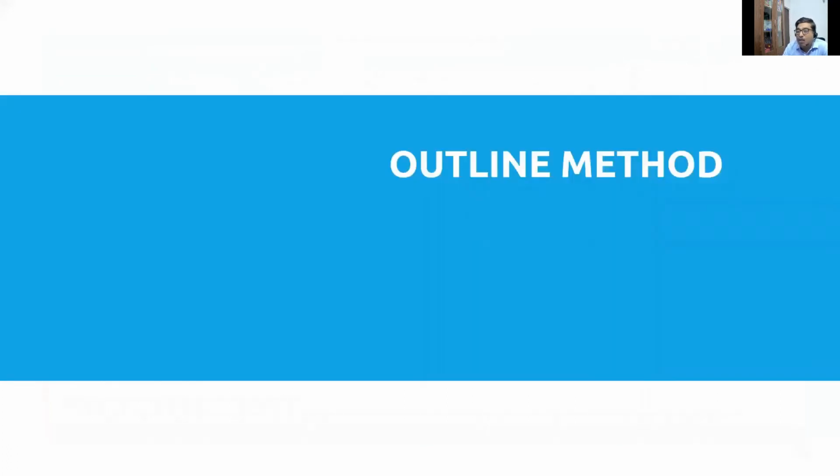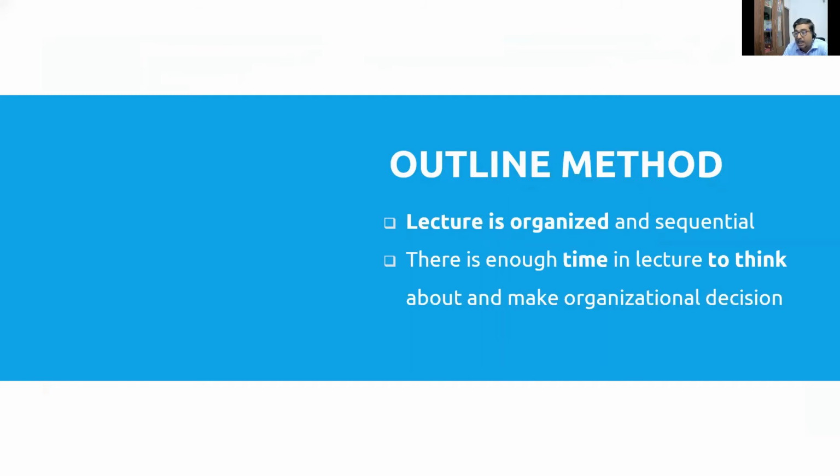The other less laborious methods include the outline method, where the lecture is organized and sequential, and there is enough space and time in the lecture to think about and make organizational decisions and say which is important.